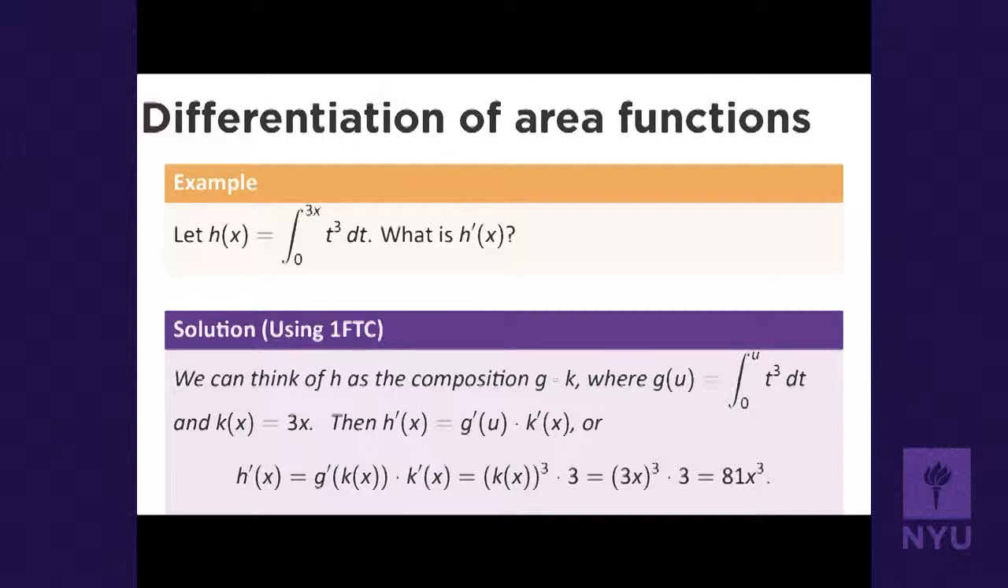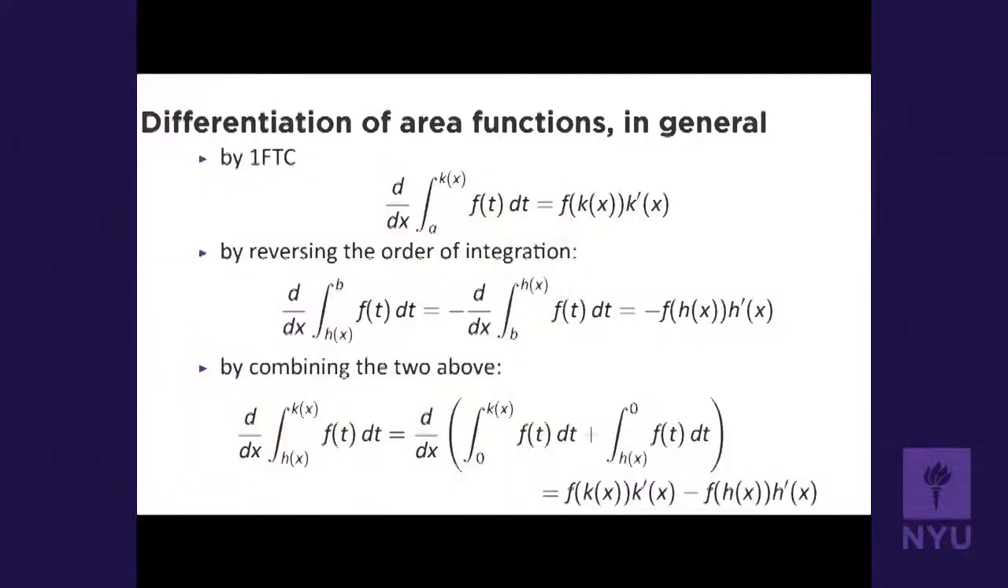Good. All right. Now, there's a lot of variations on this theme. If you have a function which is defined as an integral up to a function k of x, and the integrand is f of t dt, then the derivative is f of k of x times k prime of x. Whoop, sorry.